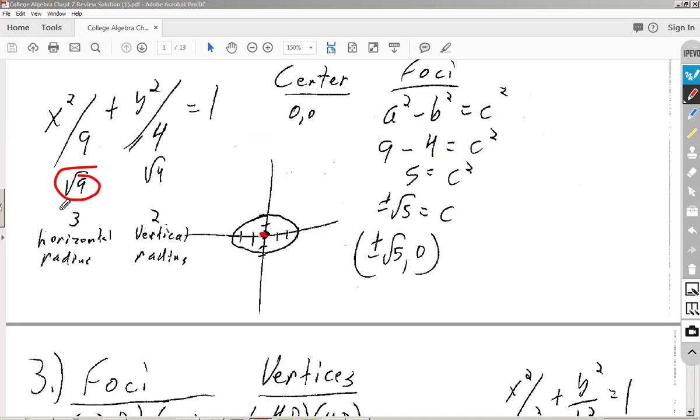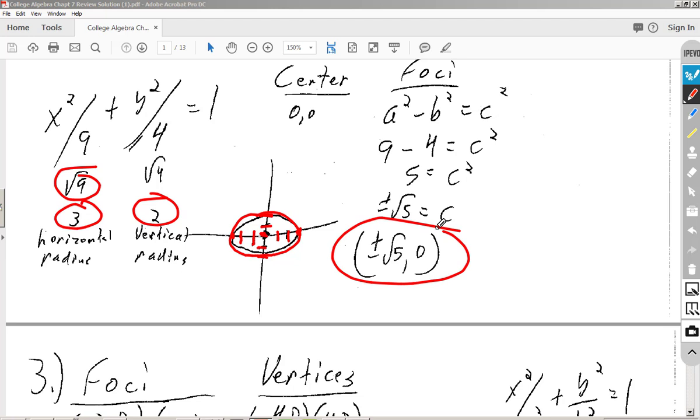Graphing this, I go to my center, which is 0, 0. The square root of 9 is 3. So in the x direction, I'm going to move left 3 and right 3. And in the y direction, your vertical direction, I'm going to move a total of 2, so up 2 and down 2. And that's what my ellipse is going to look like. Now to go ahead and list my foci in the correct place.